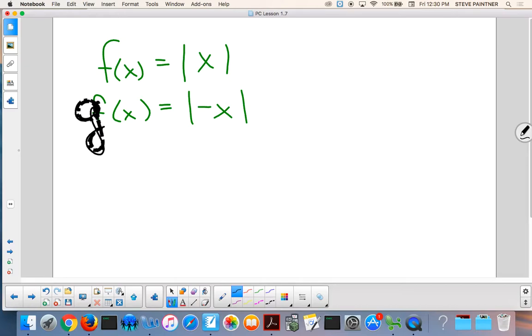Okay. So what's this going to do, guys, to the parent? Reflected over the x. And the outside of the absolute value. Is that a reflect over the x, or is that a reflect over the y?